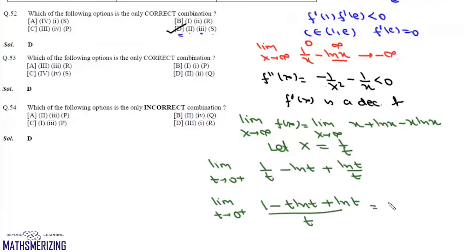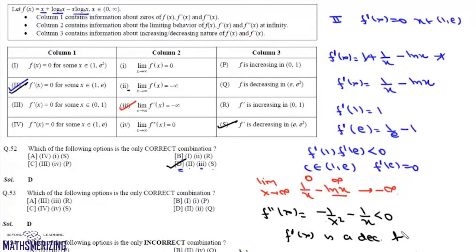Now we can write this as 1 plus 1 minus t log t upon t. Now this is 1 minus infinite, so it will be minus infinite upon 0, and minus infinite upon 0 is minus infinite. So as x tends to infinite, fx tends to minus infinite. That means this option 2 is correct.